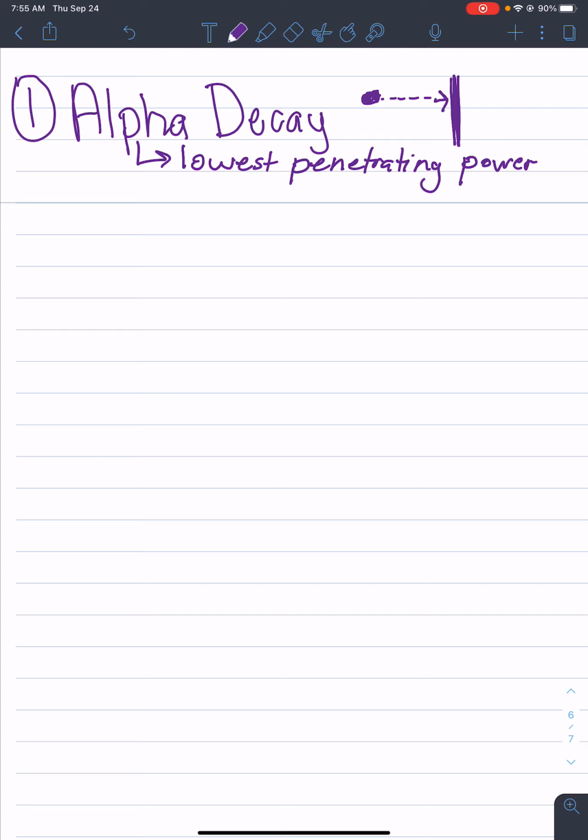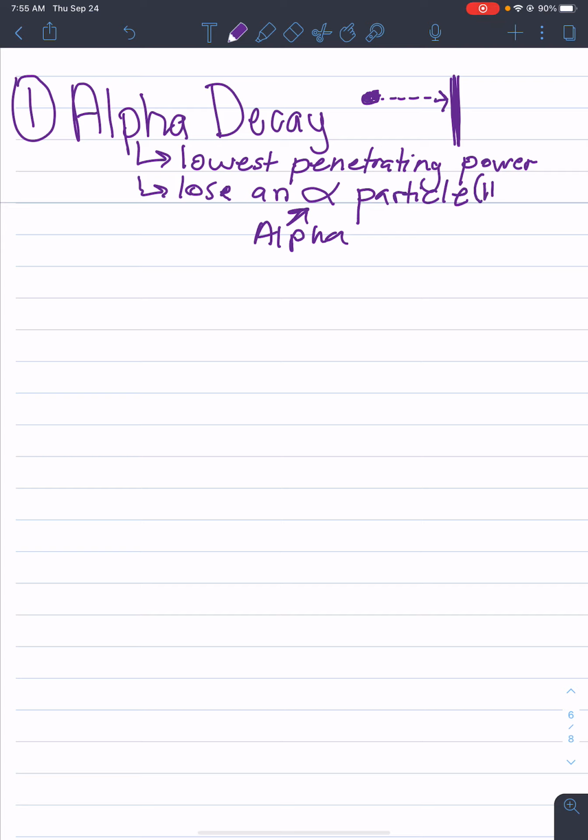So in alpha decay, what we're going to do is we're going to lose an alpha particle. So this symbol right here is alpha. They're going to use that in your different equations and things like that sometimes. So be pretty familiar with it. Also, sometimes we talk about an alpha particle as a helium nucleus.